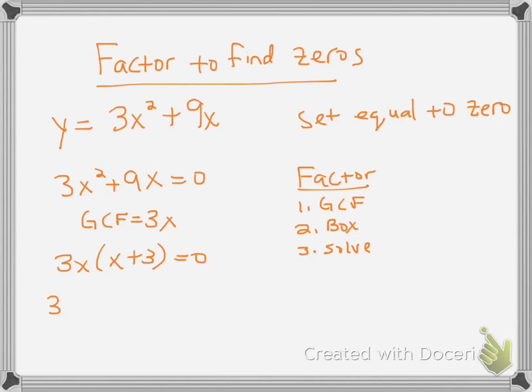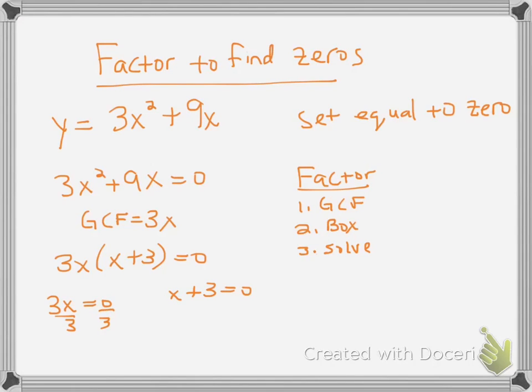Now, at this point, I'm going to look and see inside of my parentheses, it's just x plus 3. It's not squared anymore, so I cannot use the box. So I'm going to jump straight down to solving it. I'm going to take each of these factors, which is 3x, and set that equal to 0. I'm going to take my x plus 3 and set that equal to 0.